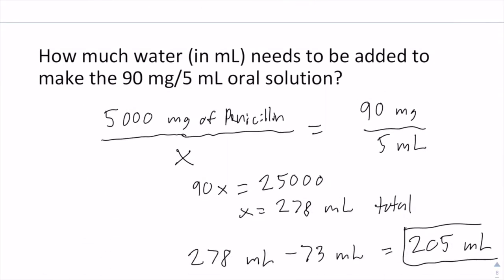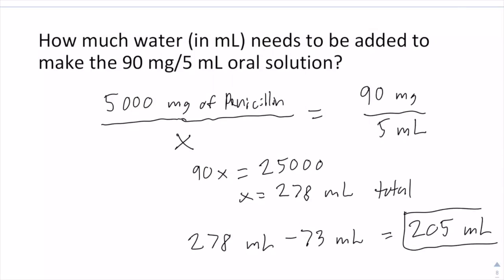How much water needs to be added to make our prescription that's called for of 90 milligrams per 5 mLs of oral solution? So the easiest way I set this up is, you have that 5,000 milligrams of penicillin we calculated earlier of total drug in the dry powder. And now we don't know what volume to add because we haven't calculated that yet, and that's what we're trying to figure out, is how much water we need to add. And so, we know we have this concentration that we need of 90 milligrams per 5 mLs.